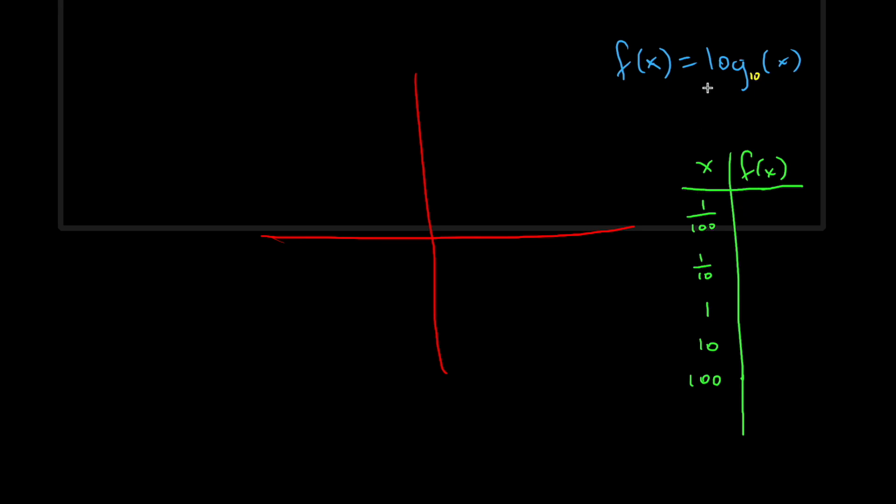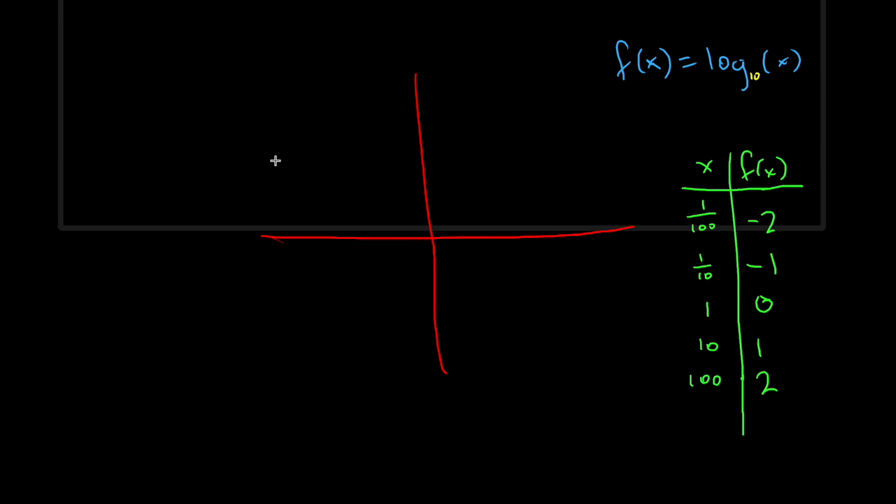So 10 to the power of what is 1 over 100? Negative 2. 10 to the power of negative 2 is 1 over 100. Similarly, 10 to the power of negative 1 is 1 over 10. 10 to the power of 0 is 1. 10 to the power 1 is 10, and 10 to the power 2 is 100.